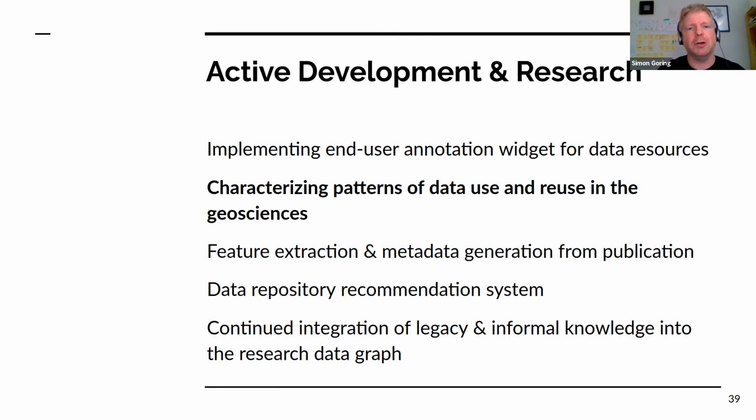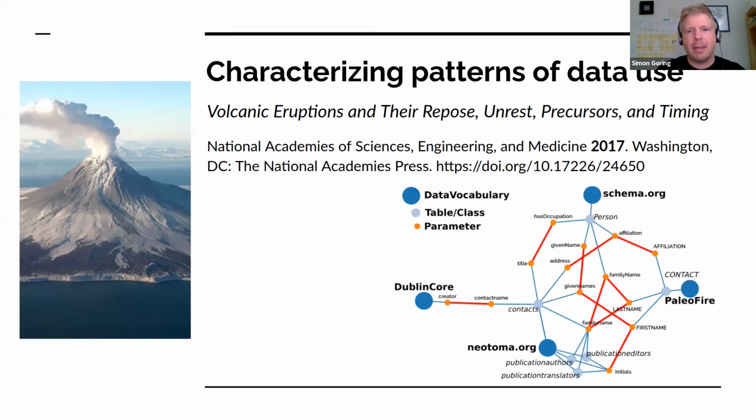We are currently trying to characterize patterns of data use and reuse, particularly in the geosciences, although we have this information more broadly across disciplines. It's really interesting, because we have these reports or papers that are coming out that are linking. So in this case, this report on volcanic eruptions uses data from 13 different databases.